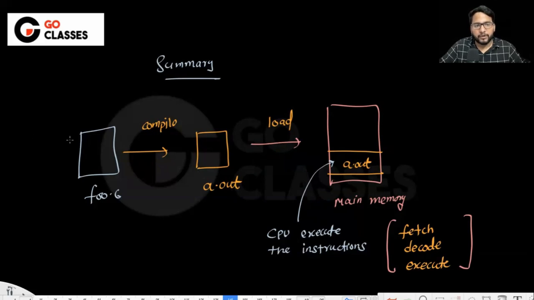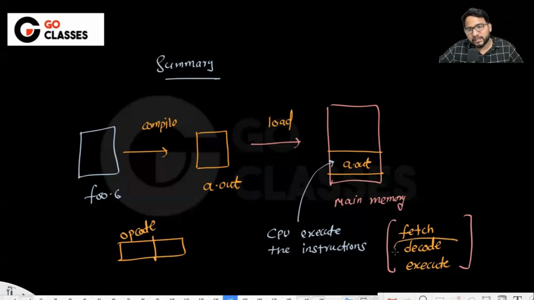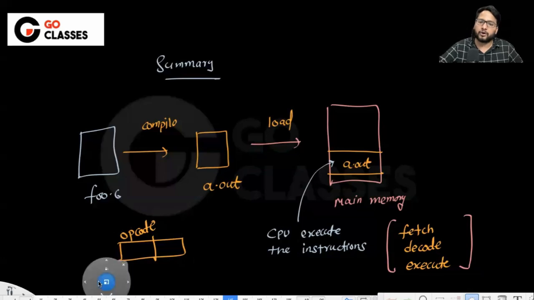Someone is asking what happens in the decode phase. Basically, there is something called an opcode. You will get to study those things in computer organization. Based on the opcode, it will see what kind of instruction it is, whether it is move, load, or whatever instruction it is. So this fetch, decode, and execute is a part of computer organization.